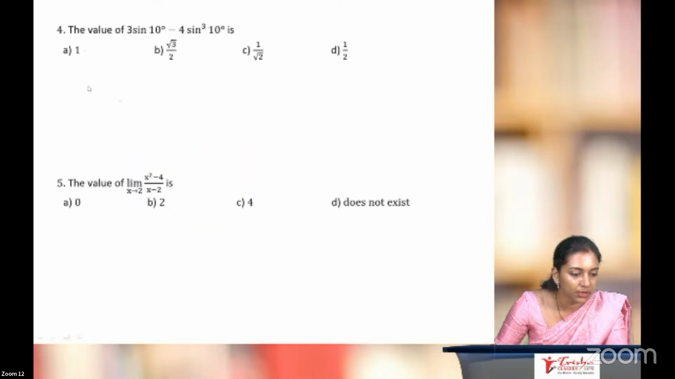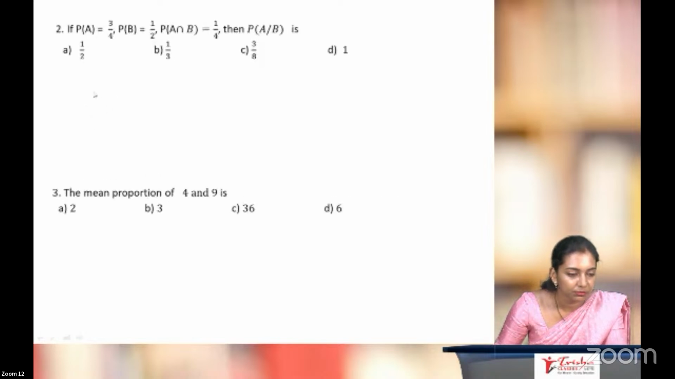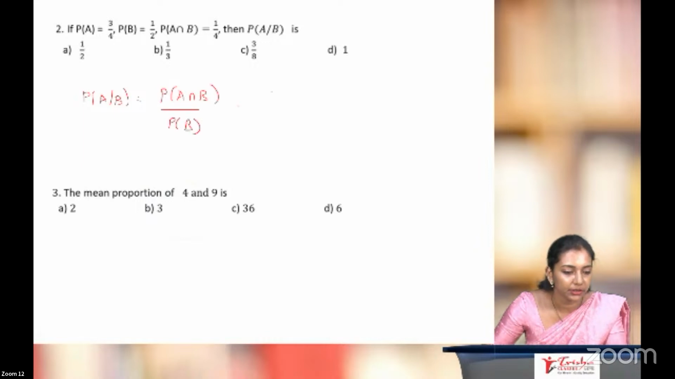So conditional probability P of A given B. What is the formula? P of A intersection B divided by P of B. Conditional probability. Okay. So now intersection is already given, 1 by 4. P of B is already given, 1 by 2. So 1 by 4 into 2 by 1, reciprocal. 2 ones are 2, 2 fours are 8, so 1 by 2. 1 by 2 is the answer.